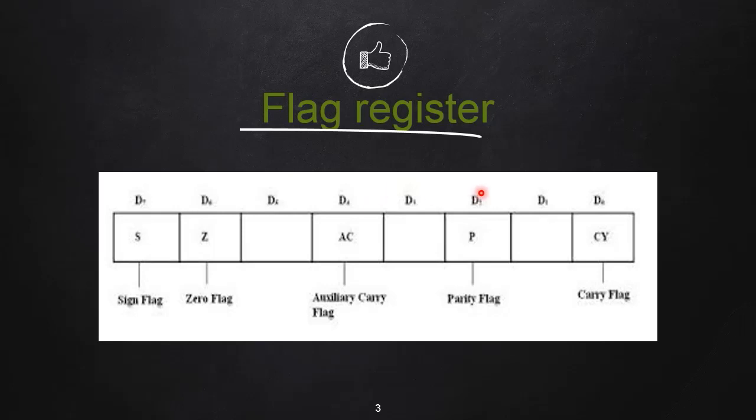So from these 8 bits, 3 bits remain unused and the remaining 5 bits we use as various flags. Now the first is called the sign flag. So let us see the meaning of the sign flag. Now all flags are either set or reset. So when they are set or reset, then a meaning is associated with them.